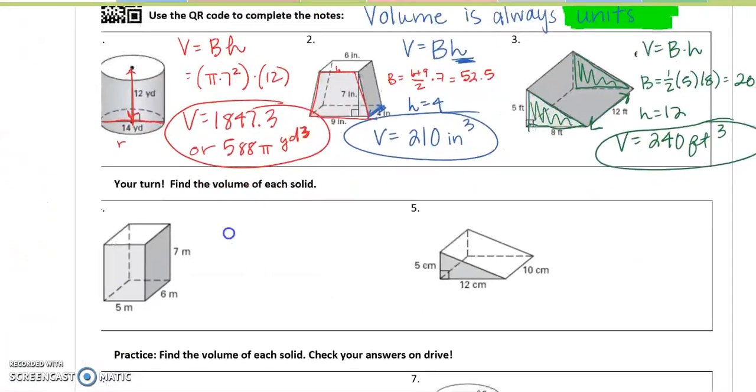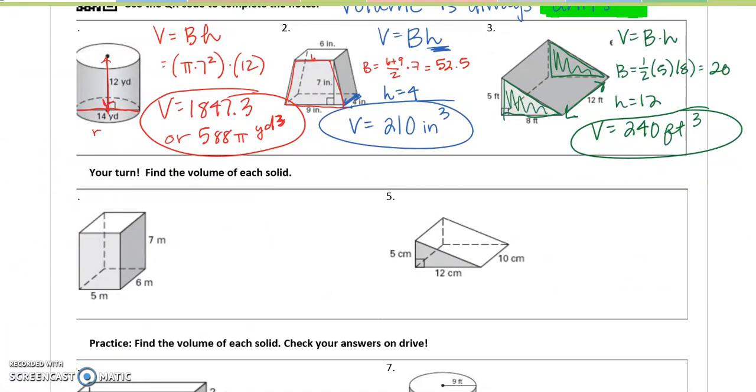All right, two for you to try and we will check. So pause your video, unpause when you have tried numbers 4 and 5.